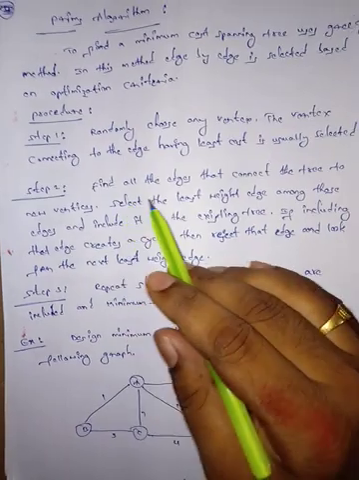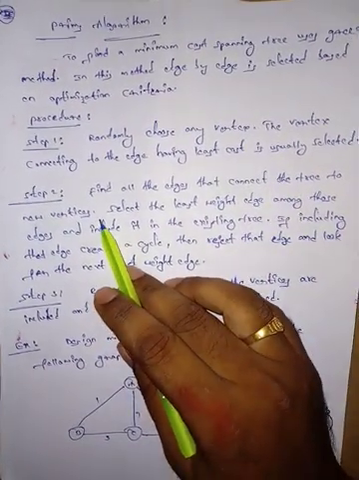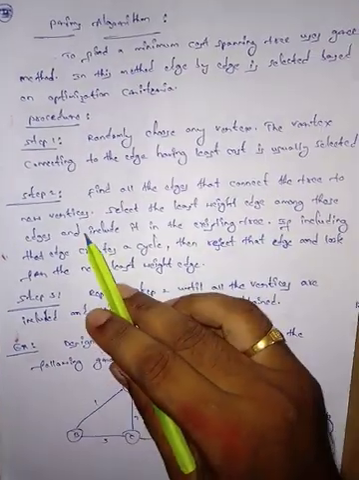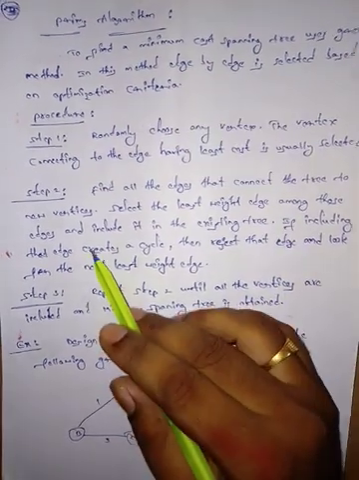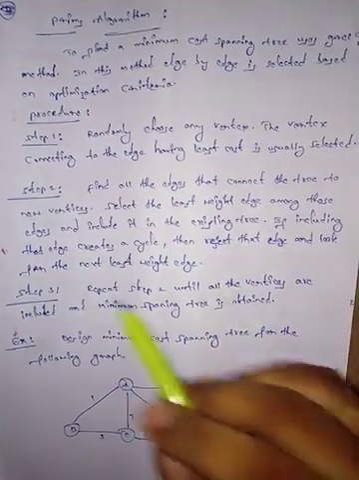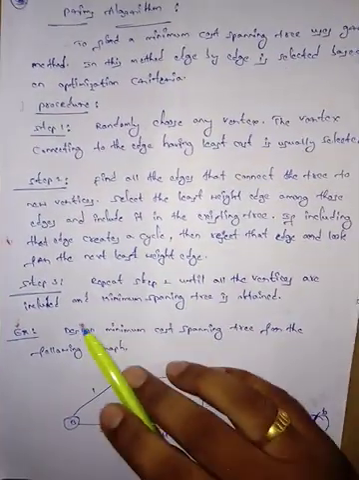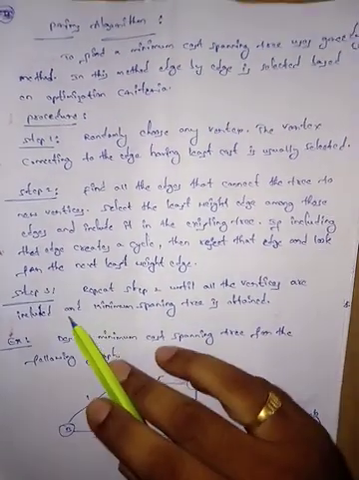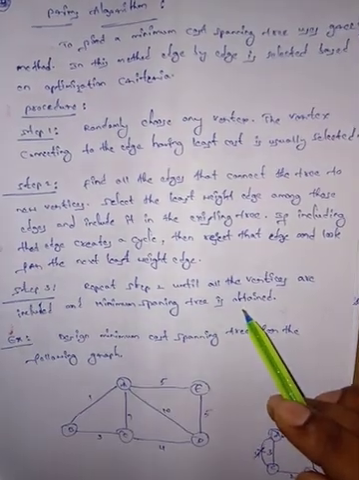Step 2. Find all the edges that connect the tree to new vertices. Select the least weight edge among those edges and include it in the existing tree. If including that edge creates a cycle, then reject that edge and look for the next least weight edge. Step 3. Repeat step 2 until all the vertices are included and the minimum spanning tree is obtained.